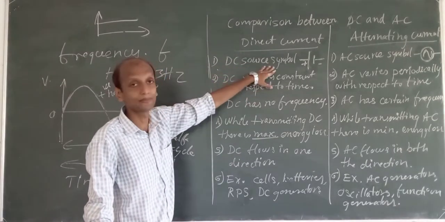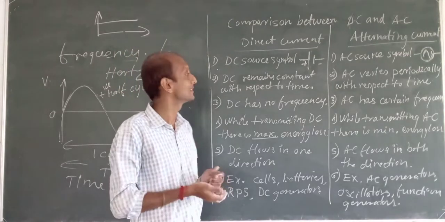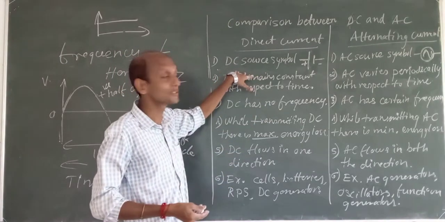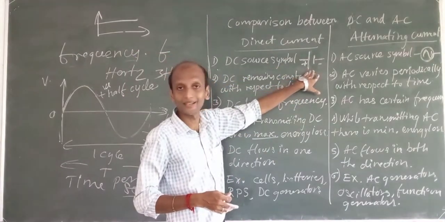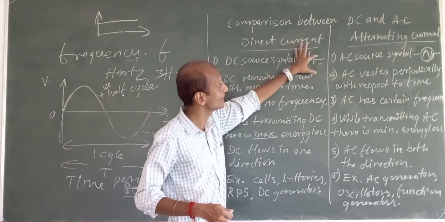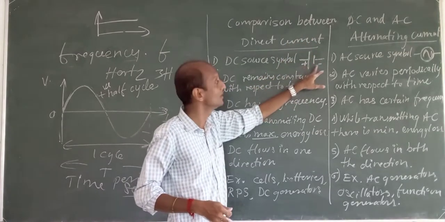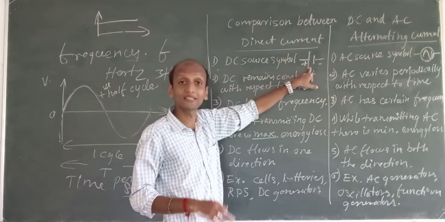DC source symbol. DC source symbol in the sense DC voltage source or current source, or we can say DC source, direct current source representation. Circuit symbol representation is somewhat like this, isn't it? So we will write in terms of two lines, larger line, smaller line. Larger line is for positive and smaller line is for negative or ground connection. So this is how we will be representing the DC source.